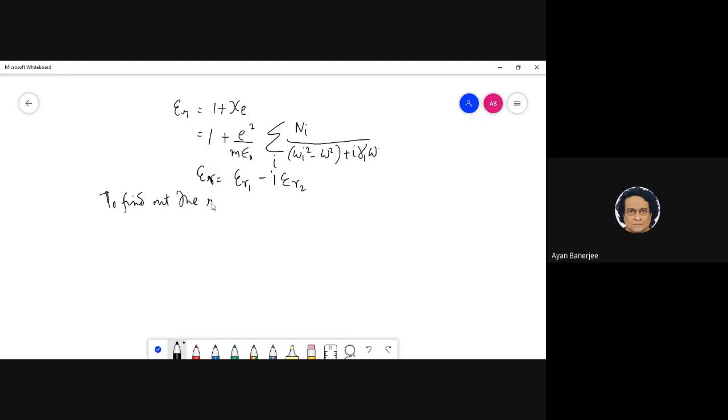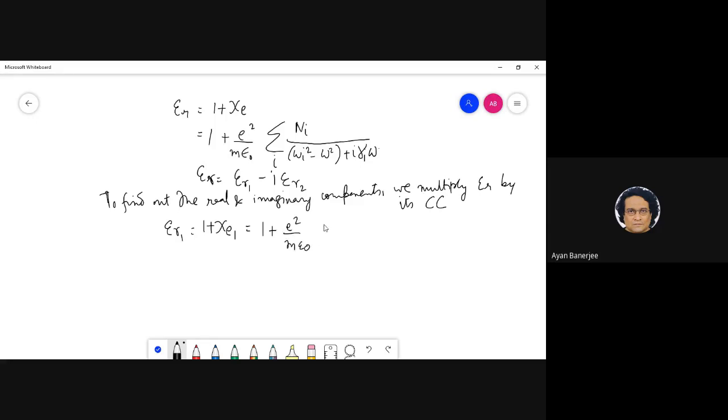So to find out the real and imaginary components, we multiply epsilon r by its complex conjugate, which essentially means that my epsilon r1 will be given by 1 plus chi e1, same way, which is 1 plus E square by m epsilon naught, summation over i, N i times omega i square minus omega square, divided by omega i square minus omega square whole square plus gamma i square omega square. Right? This is very simple.